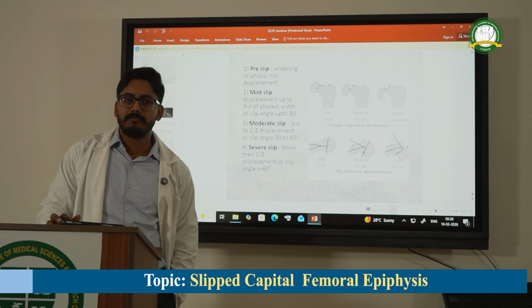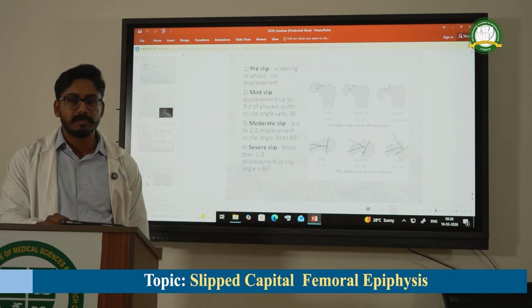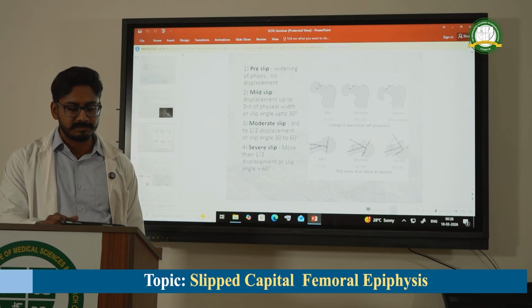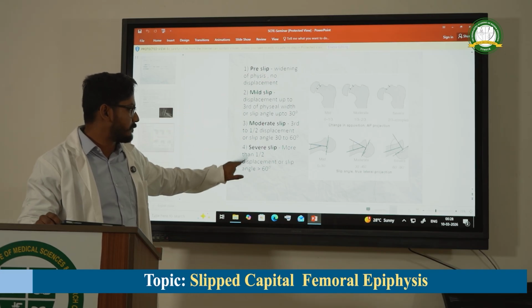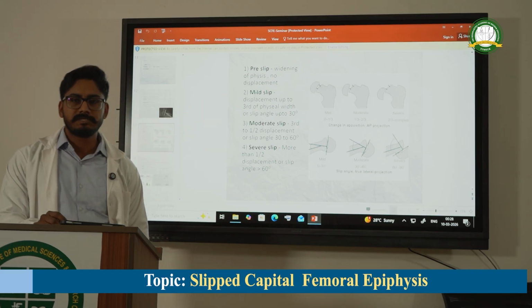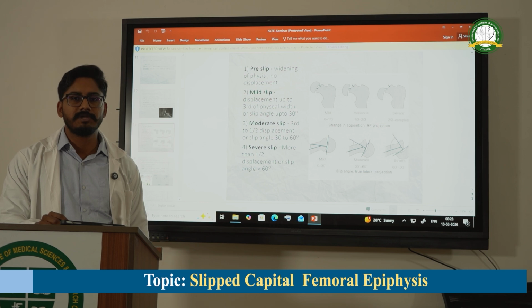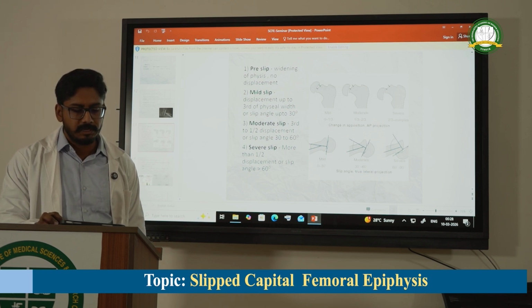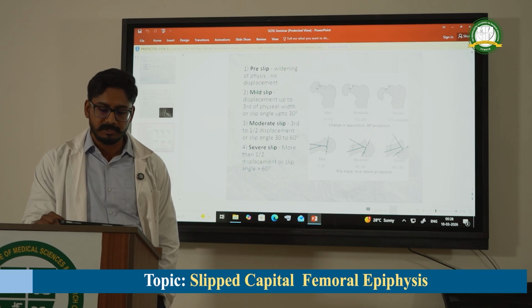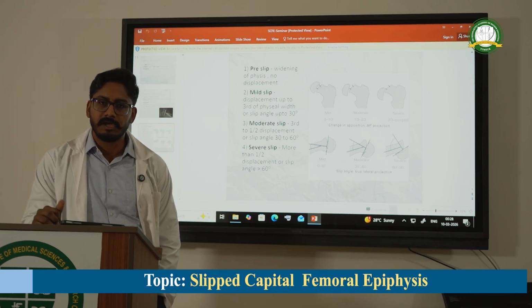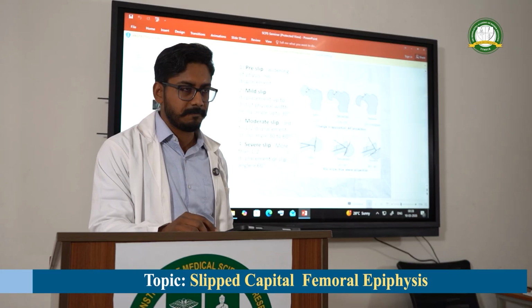Using these criteria, we can further classify slipped capital femoral epiphysis into pre-slip, mild slip, moderate slip, and severe slip. In pre-slip, there is just widening of the physis. There is no displacement. In mild slip, there is displacement up to 1/3 of the width of the physis, and the Southwick angle will be less than 30 degrees.